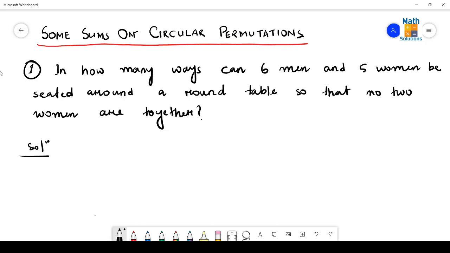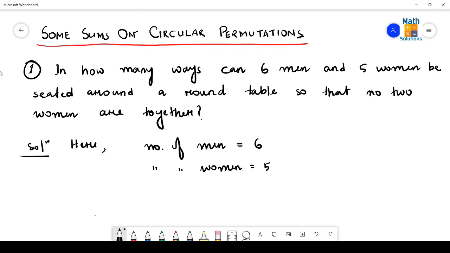So coming to the solution part, let us first write down how many men and how many women are given. Number of men we get as 6 and that of women we get as 5. So in total we are getting 6 men here, and these 6 men can be seated around the round table.